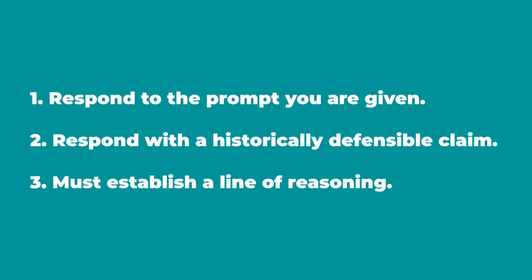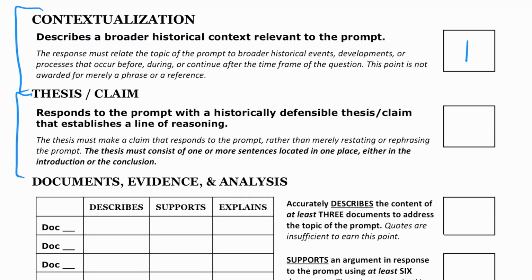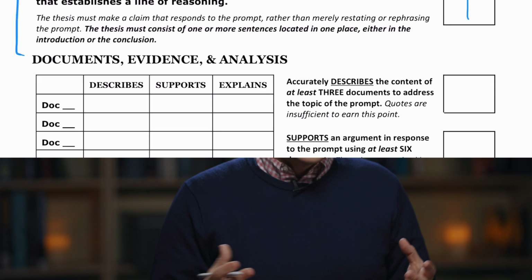So if you want to argue that the French Revolution was primarily caused by 2 things in response to the prompt, make sure you identify what those 2 things are. That will help make sure that you get this point. Again, about twice as many people will earn the thesis point as the contextualization point. So it's a much easier point to get. We recommend you place it right at the end of the first paragraph, 1 to 2 sentences. Make sure that it's very clear to the reader what your argument is and how it's a clear response to the prompt.